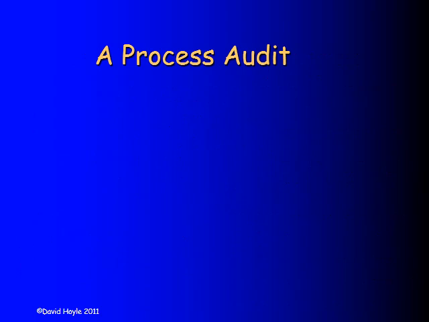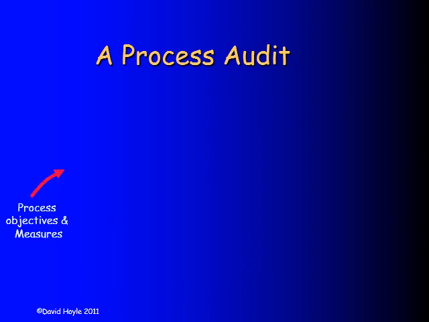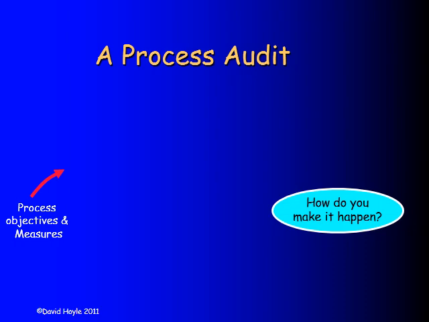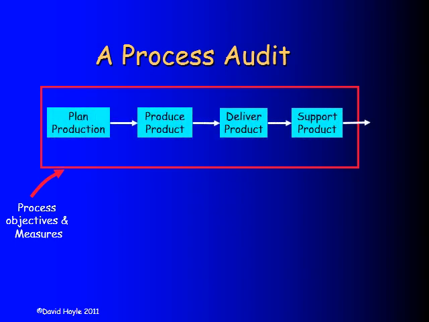Let us look a little more closely at this approach. Having chosen a process to audit, our first question is, what are you trying to do? Followed by, what will success look like? The answer should reveal the objectives and measures for this process. Our next question is, how do you make it happen? The answer should reveal the key stages in the process, the inputs, the outputs, and the resources used to produce them.